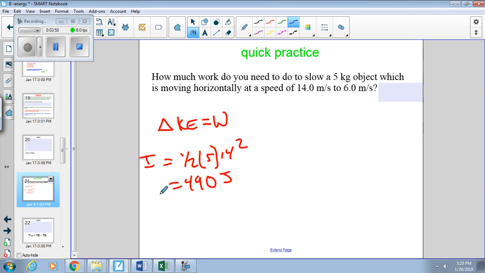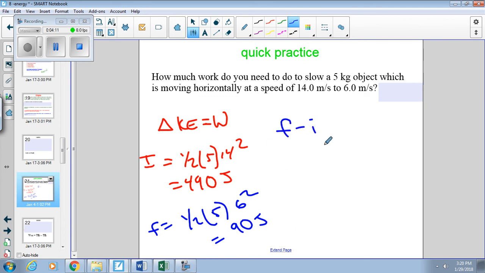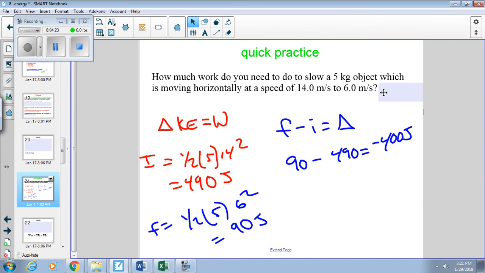What we ended with, our final, should equal 1/2 times 5 times 6 squared. So our kinetic energy here is now 90 joules. Just like we did with displacement and with change in velocity, it's always final minus initial equals our change. So 90 minus 490 equals a change of negative 400 joules. So the amount of work that is being done is negative 400 joules.